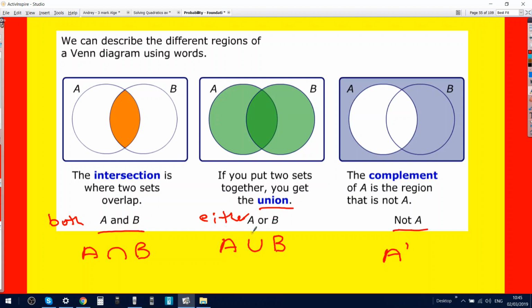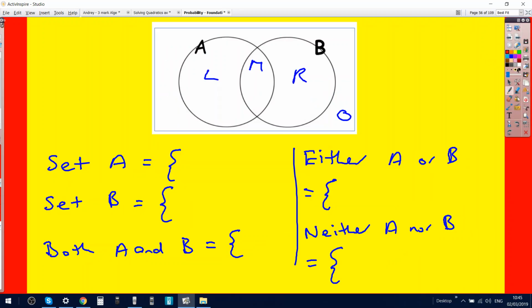A union B, union for wedding rings: left, middle, right. Complement means not A, A dash. If someone says you're dashing, they're giving you a compliment, and I am not dashing. There we go. That's how I remember.